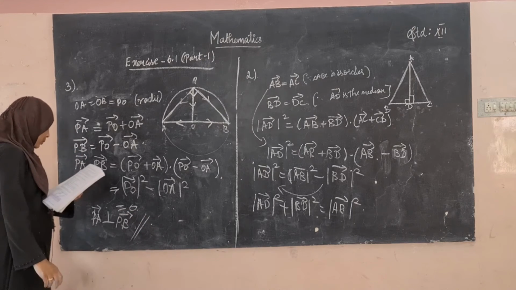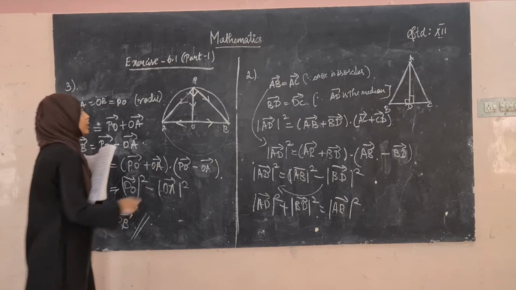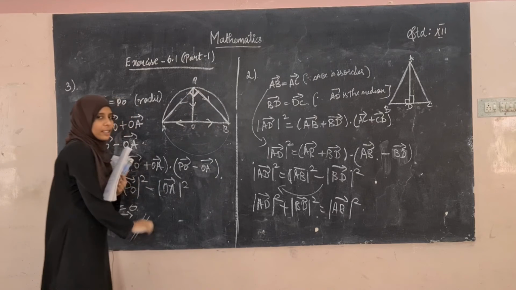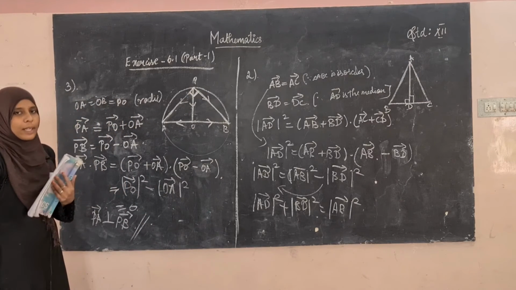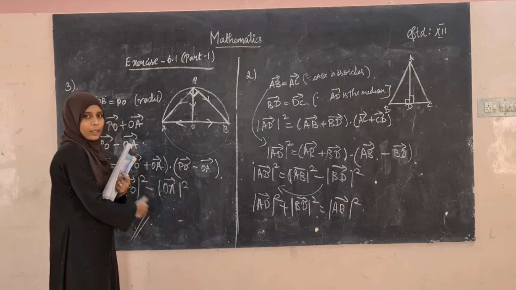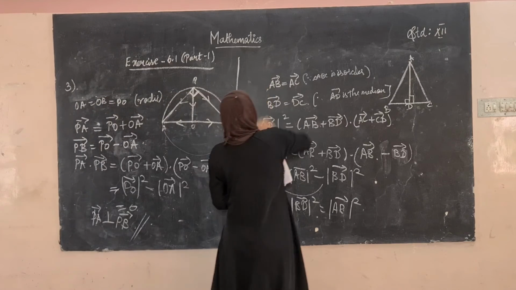So what have we proven? We have proved that the angle in a semicircle is a right angle. So these two are perpendicular. If these two are perpendicular, the angle between them is 90 degrees. So we have proved that the angle made in a semicircle is 90 degrees. So we have to write all these things in words. Okay. Now let us see the fourth sum.